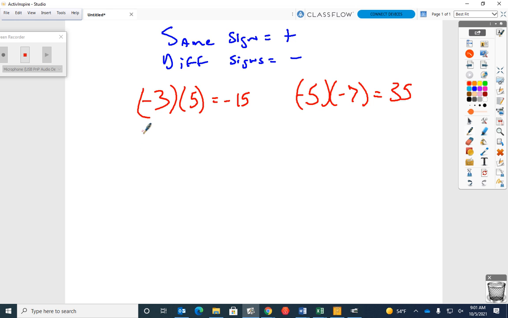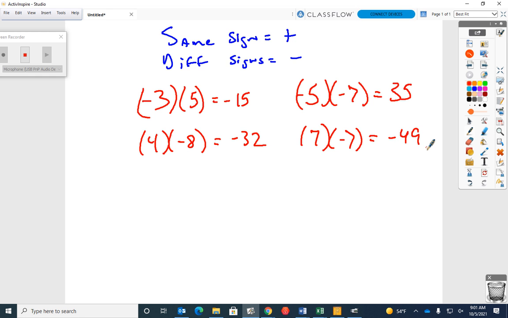Okay, what about this? 4 times negative 8. Negative 32. 7 times negative 7. Negative 49. Okay, starting to understand this, right?